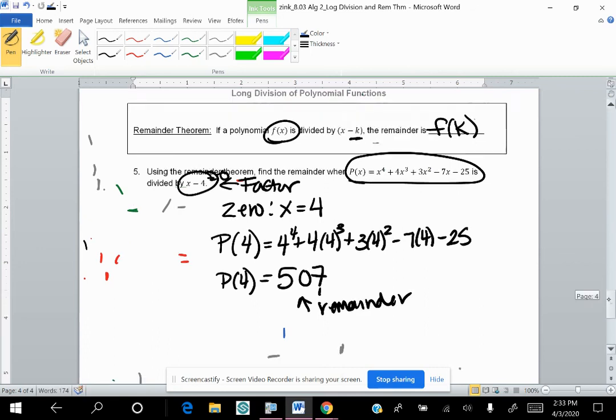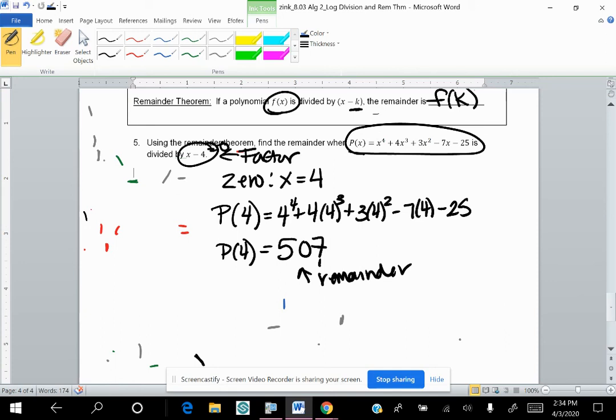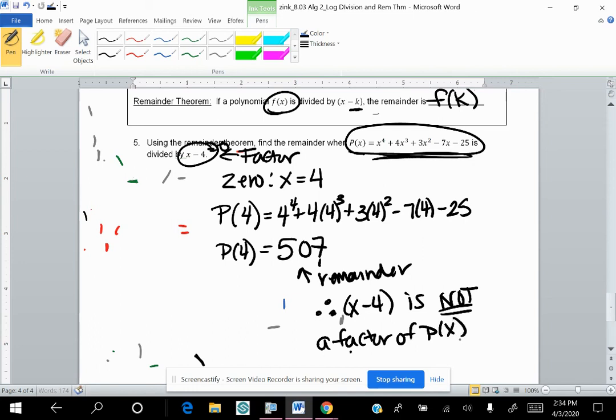So what they might ask you is, is x minus 4 a factor of this? Does it go in evenly? And the answer is no. Therefore, x minus 4 is not a factor of p of x because the remainder is not 0. Remainder does not equal 0. So a lot of this stuff with the remainder theorem and long division comes up on that Regents exam. So really important to know the connections between those.